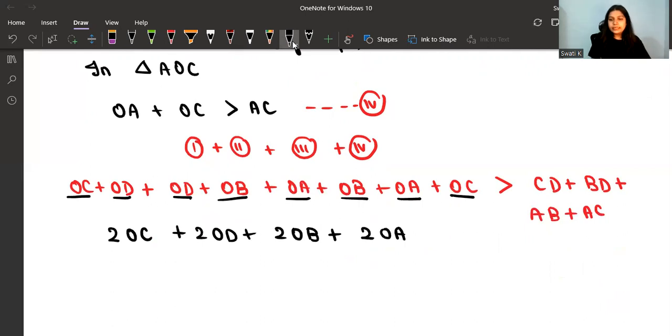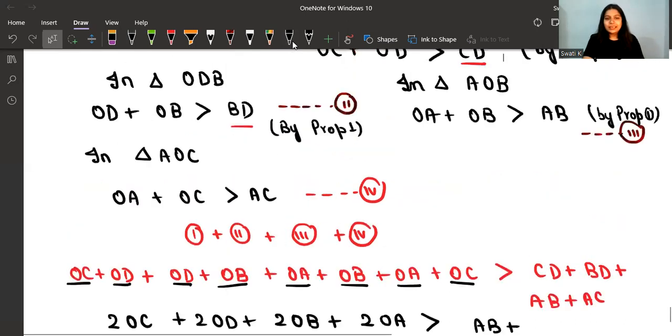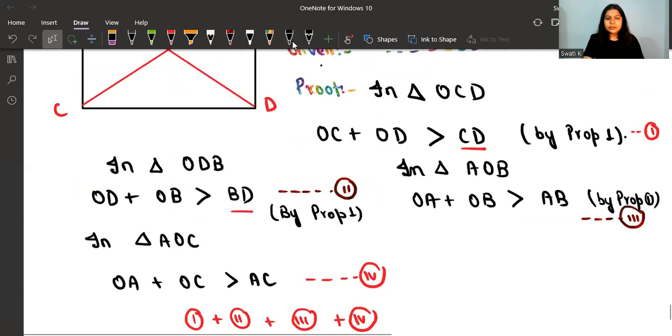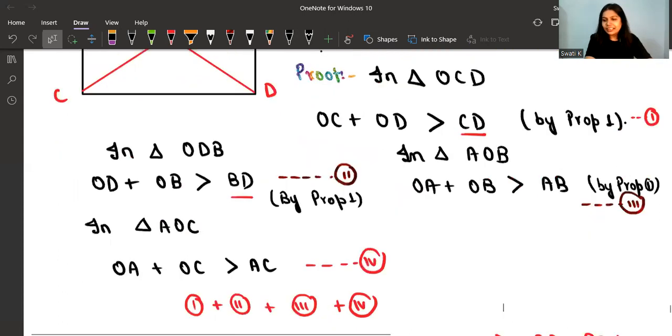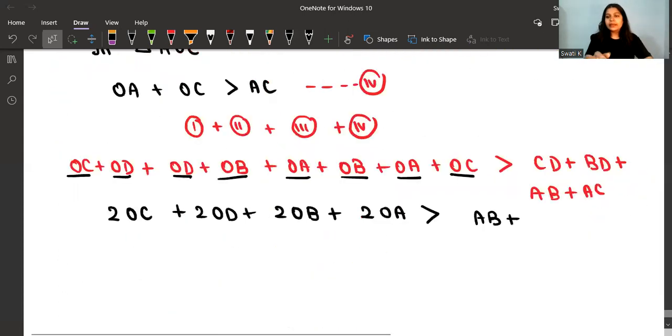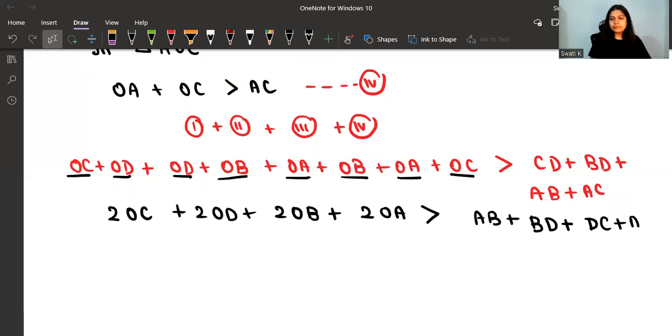Is greater than, I can just write this as AB plus... Okay, this is BD, I think. I think it should be BC only. All right, let me just check what is the mistake. Okay, I have taken in a different way, A, B, D, C. All right, no problem. But make sure you're writing like A, B, C, D. Here I have taken A, B, D, C. So no problem. So I can write AB plus BD plus DC or CD plus AC.